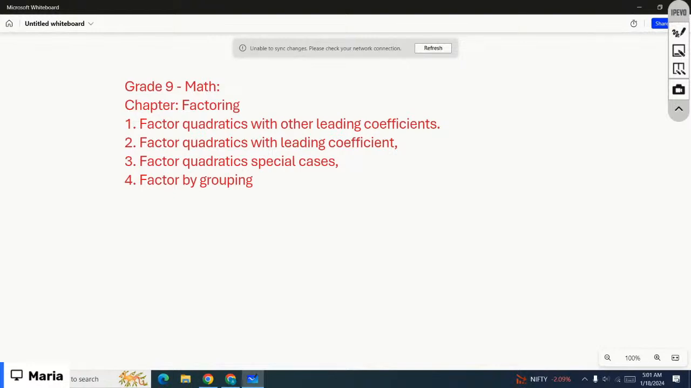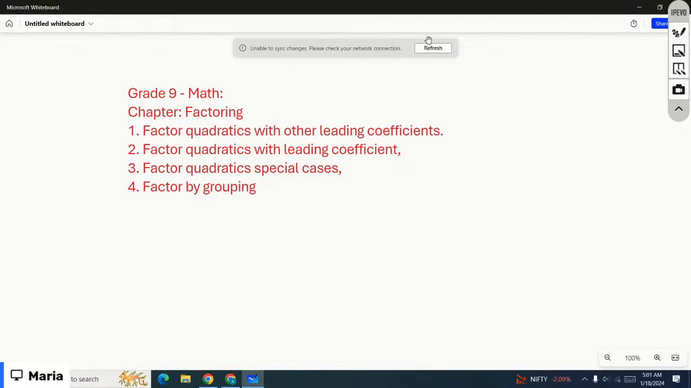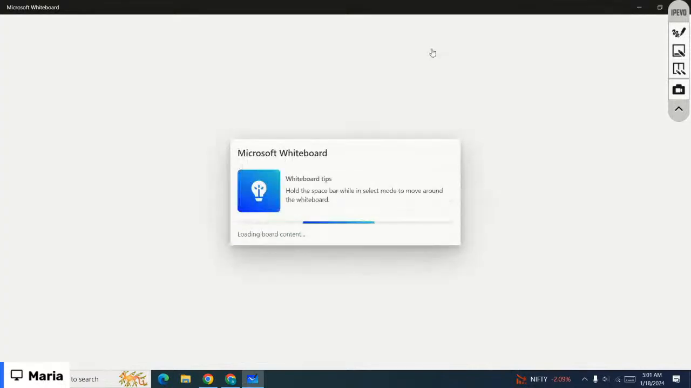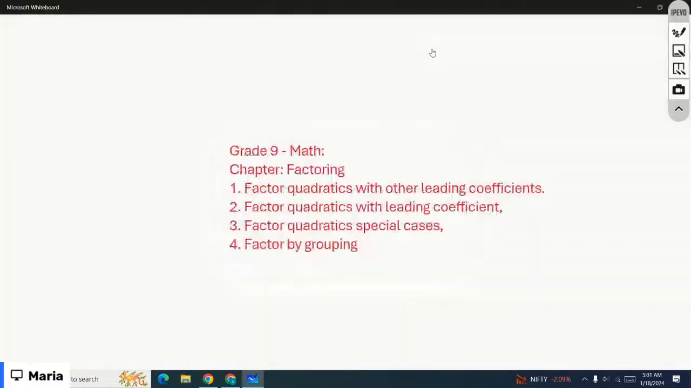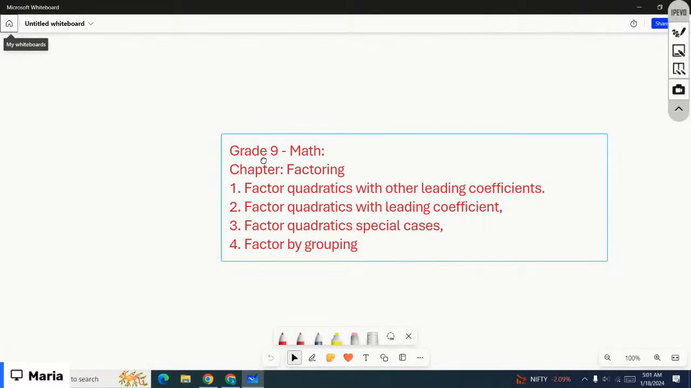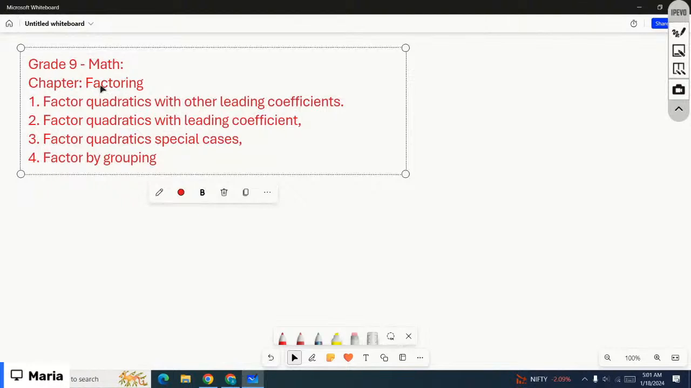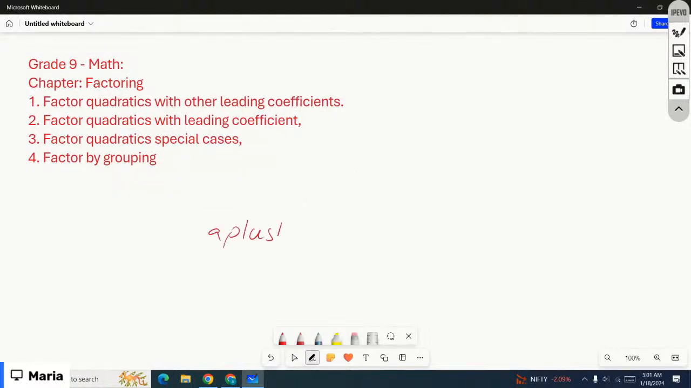We are here for grade 9 math. You can find all the lessons on aplusstudents.com. You have to log in there using your email address and the password provided by the administrator. Then you can select math from the subject tab, scroll down to grade 9 and then click on view all lessons. There you can find a list of the chapters.